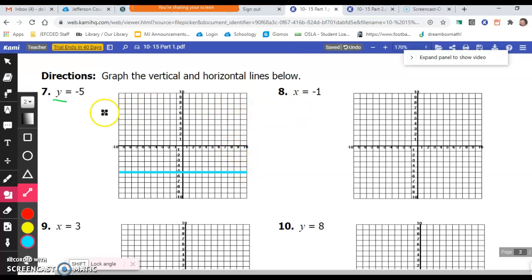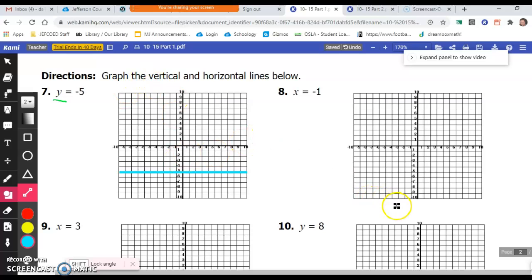Now, it may help if you guys zoom into the graph. It may look like there's a whole bunch of lines there if you're zoomed out, but if you guys will zoom in, that will help greatly. All you have to do is zoom in just a little bit. Okay? All right, look at number 8.